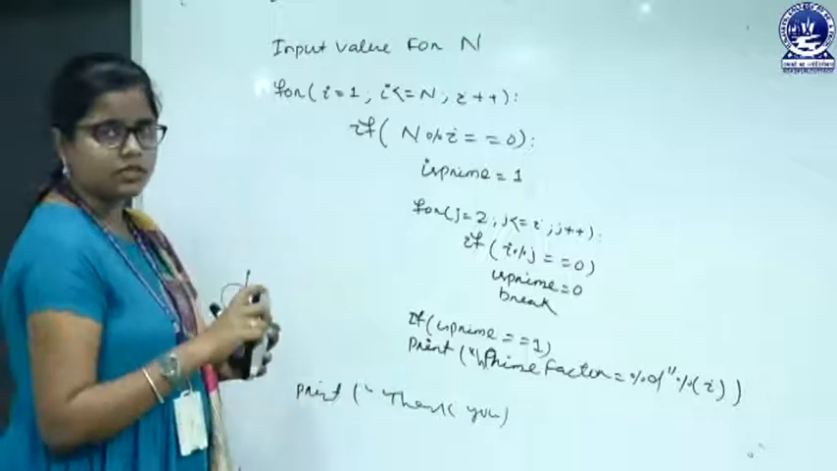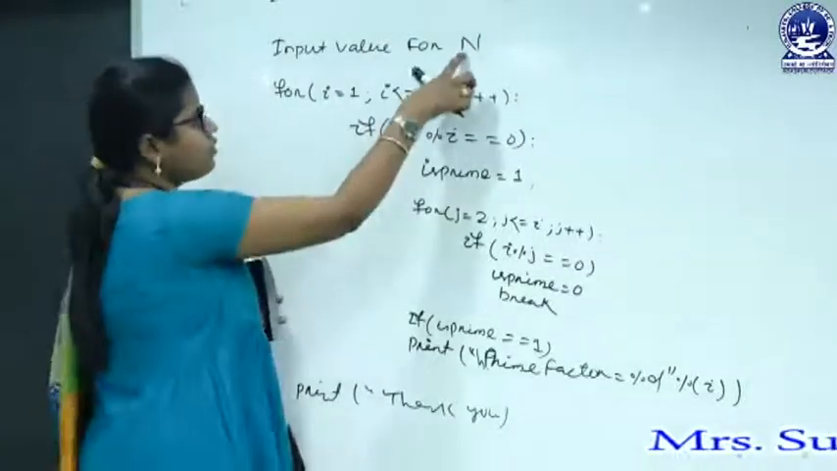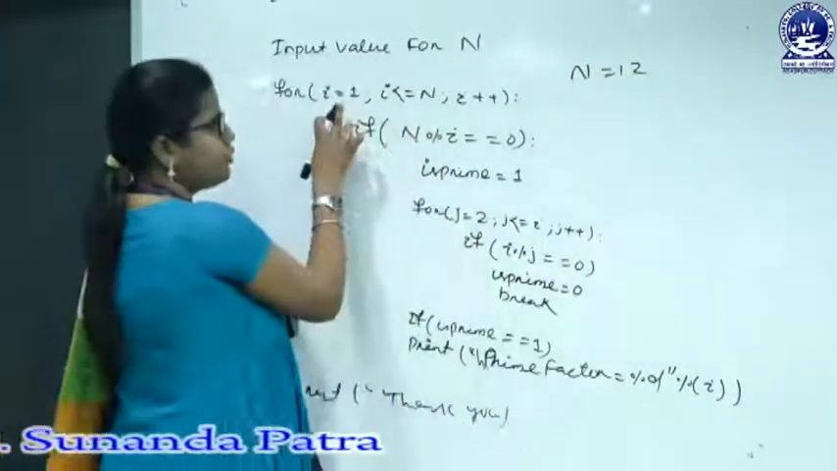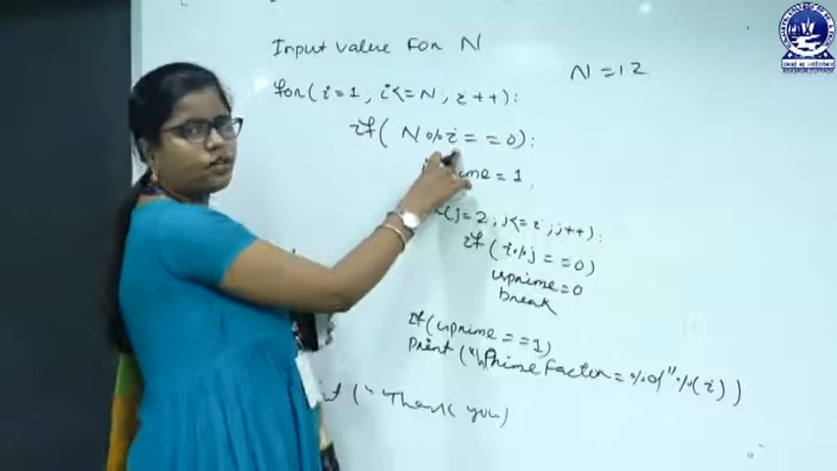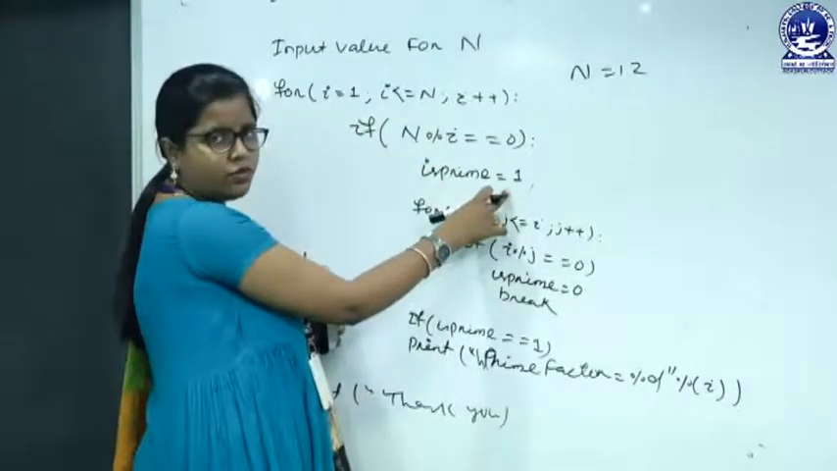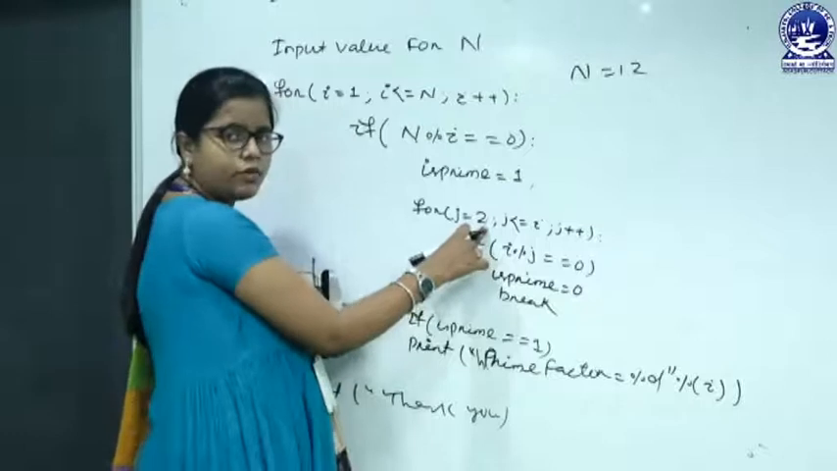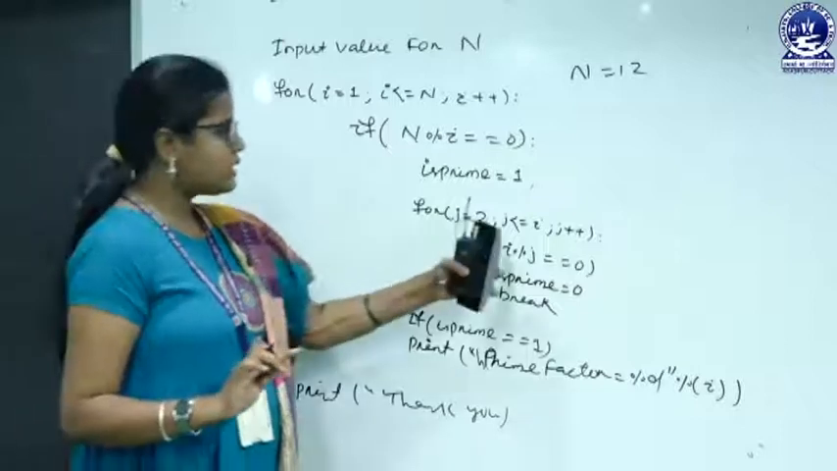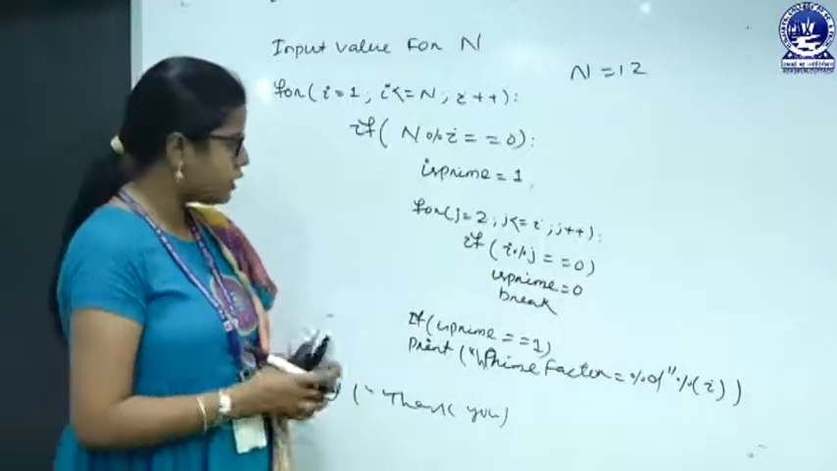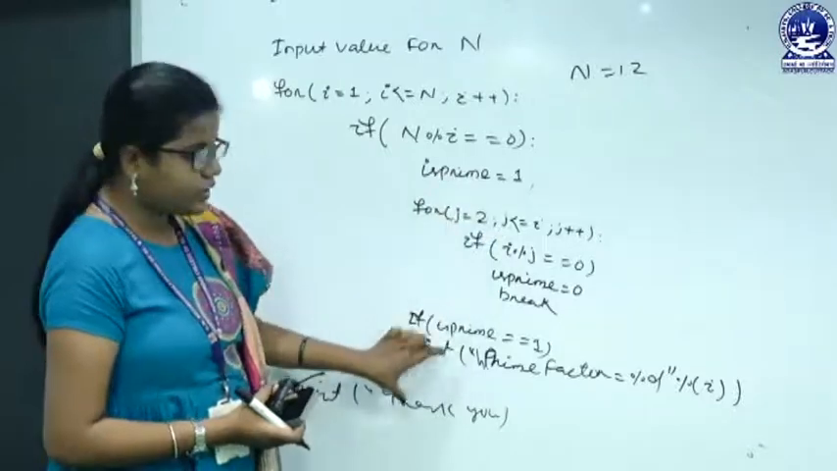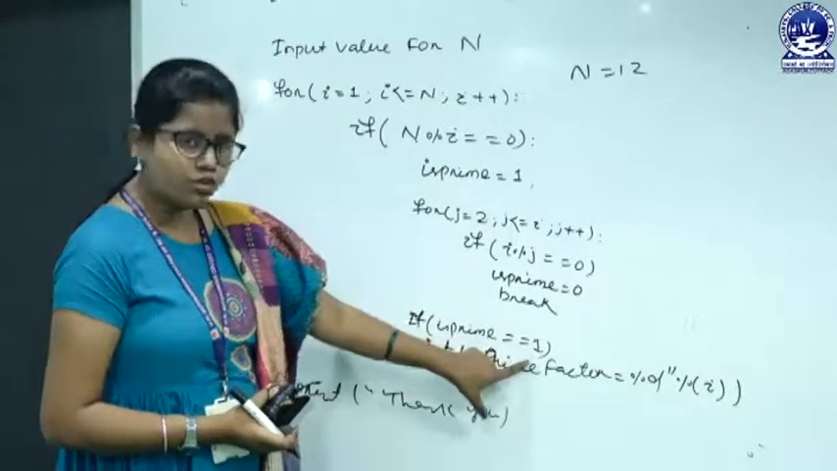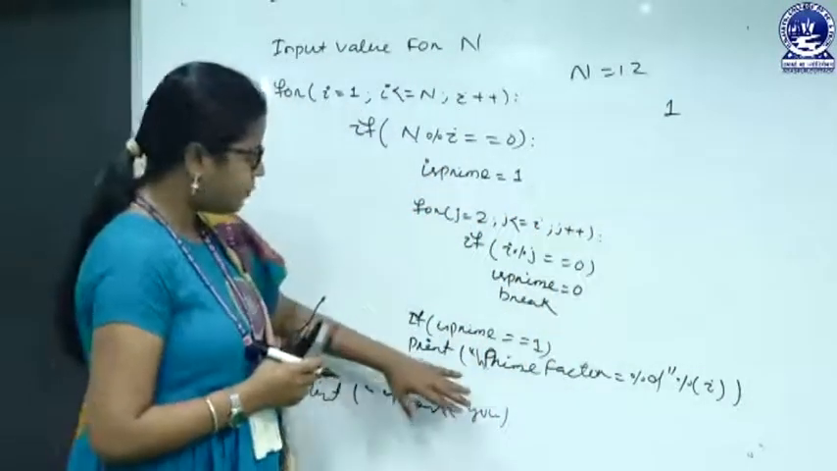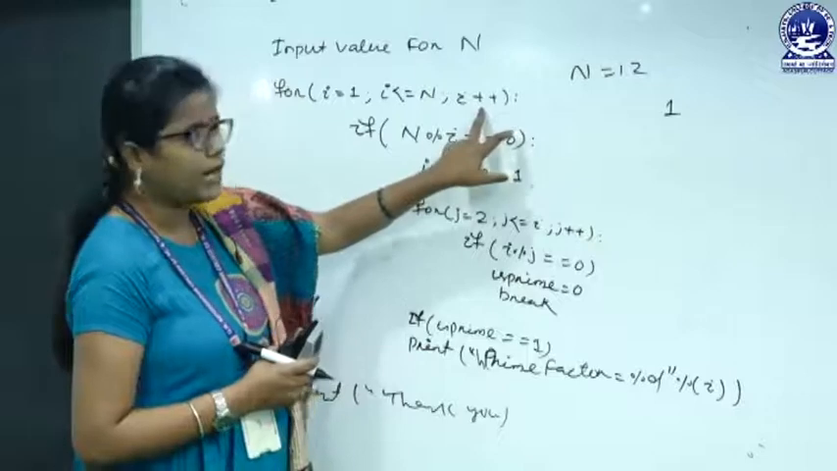So let's execute this. For 12, the value for n is what? N equals to 12. So I equals to what? 1. N modulo I equals to what? 0. True. Is prime equals to what? 1. J will start from what? 2. Then j less than equals to I. 2 is less than equals to 1, that condition is false. So if it is false, then we will go here. Is prime equals to 1? True. Then the print 1 will get printed. Then after printing this, we will go to I plus plus.